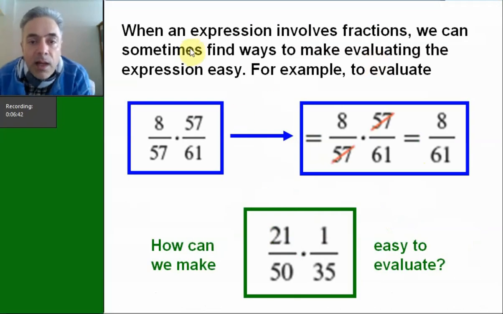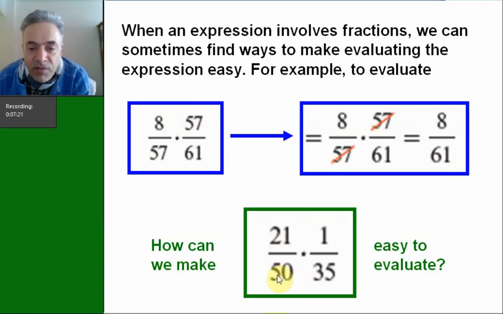So when an expression involves fractions, we can sometimes find ways to make evaluating the expression easy. For example, 80 divided by 57 times 57 divided by 61. How can we make this easy? We can cross those 57s. So now it becomes 80 divided by 61. But now, a little bit more difficult expression. How can we make this one easier? Because we can see no equal numbers in the top and on the bottom, like in the numerator and denominator.